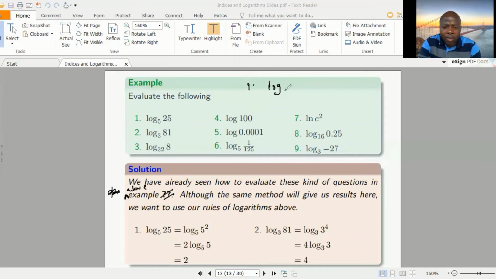Part 1 here will be the log of 5 raised to 2 to base 5.